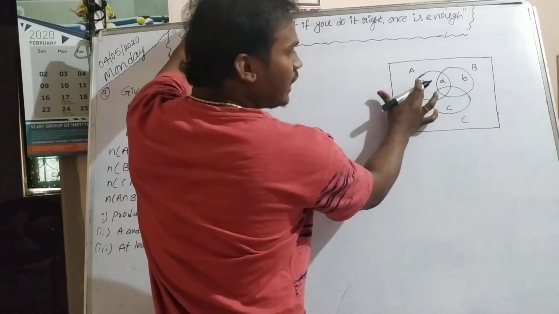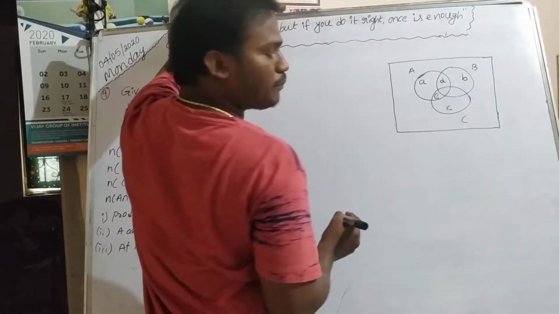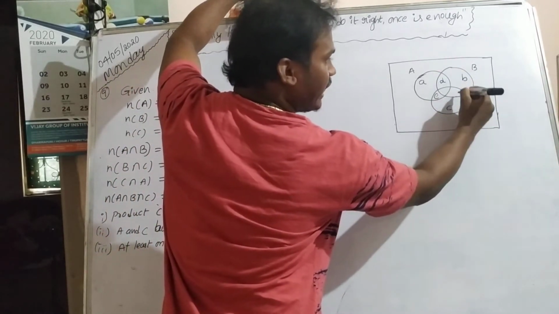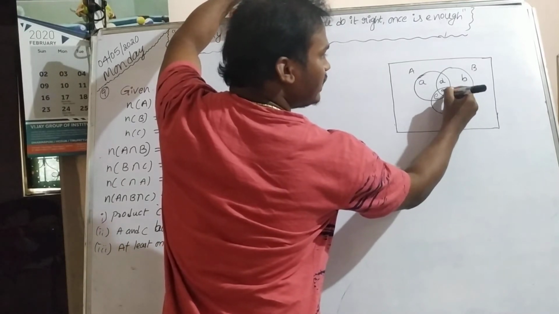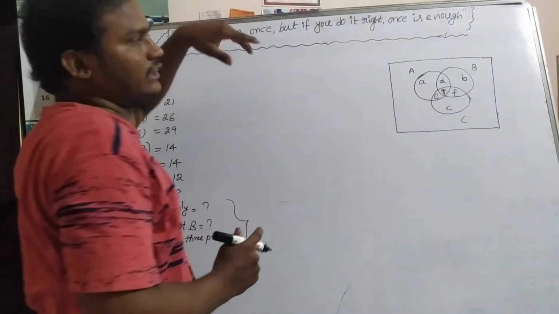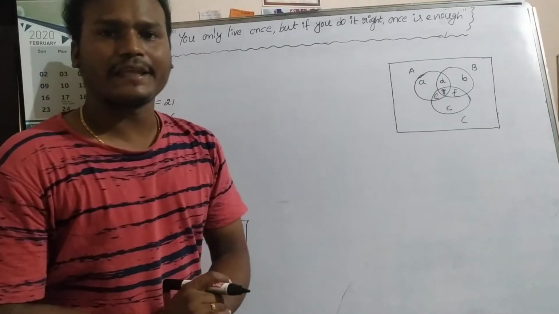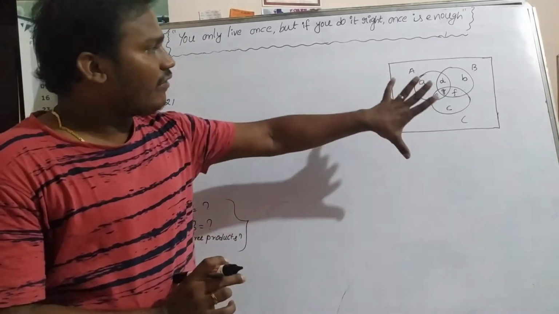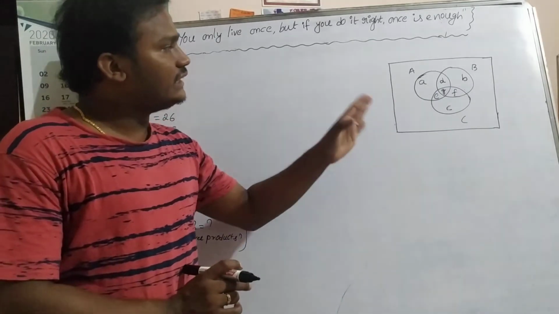The people who like A and C but not B, I am taking this as E. And the people who like B and C but not A, I am taking here F. And the people who like all three products, that is G, I am taking. Okay, this is given G. I have assumed some variables: A, B, C, D, E, F, G.